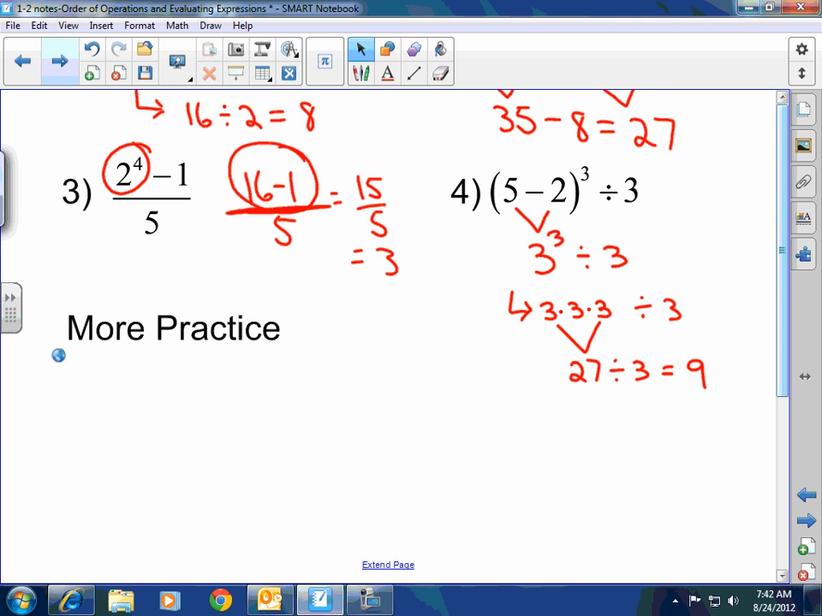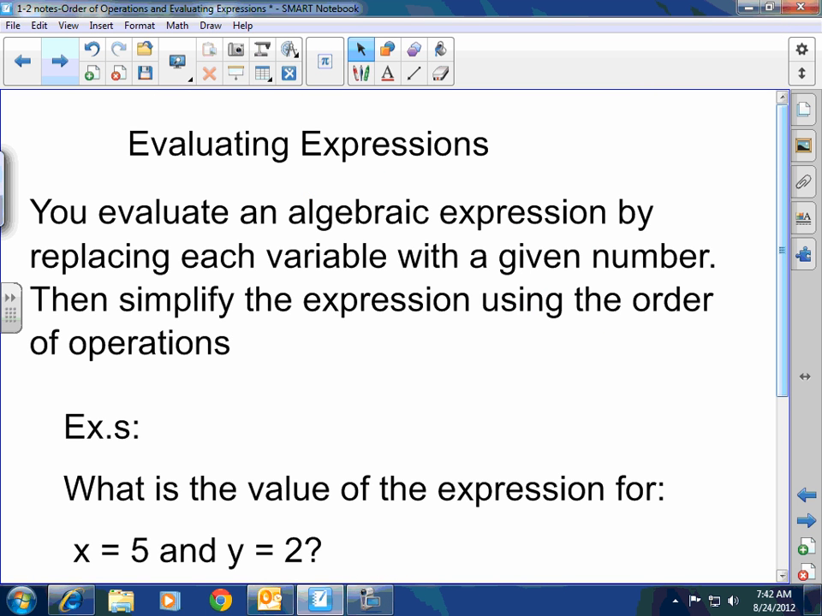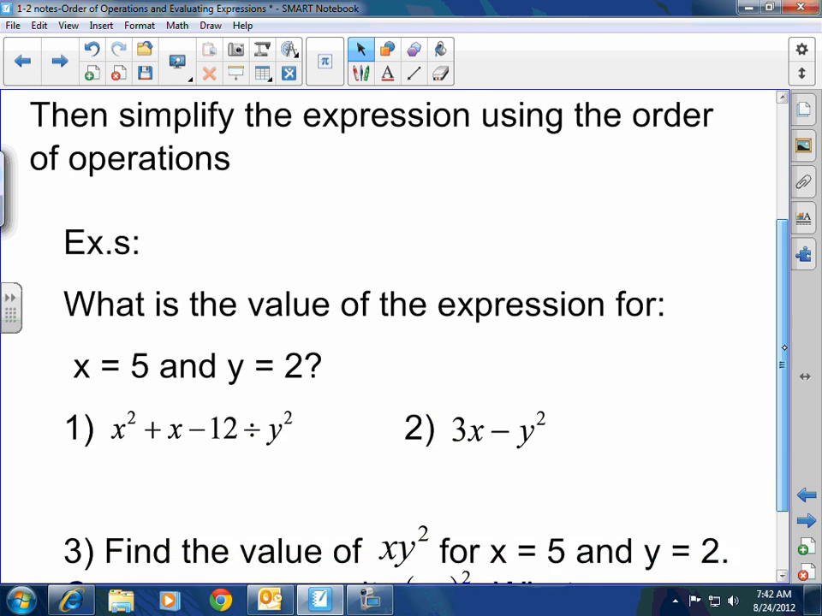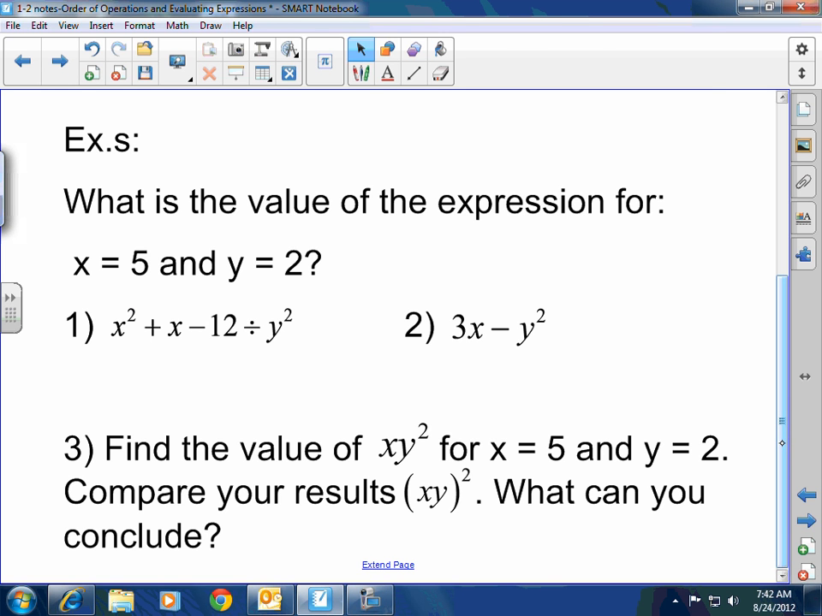All right. Now, evaluating expressions. You evaluate an algebraic expression by replacing each variable with a given number. Then you simplify the expression using the order of operations. So there's nothing really new here except you're just plugging in values that they give you. So for example, what is the value of the expression for x equaling 5 and y equaling 2?